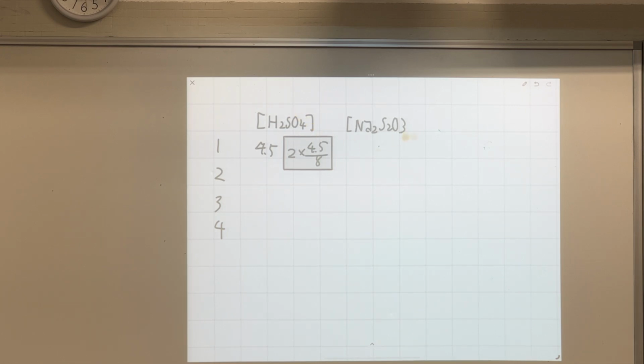Okay, what about for Na2S2O3? The number you see here is 1, right? That means the concentration should be, how do we calculate it?